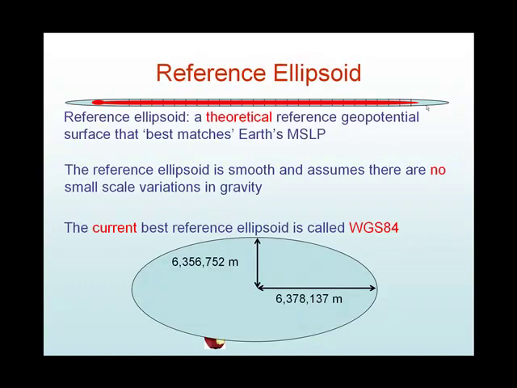We can talk about a reference ellipsoid, which is a theoretical reference geopotential surface that best matches the Earth's mean sea level pressure. The reference ellipsoid is smooth and assumes there are no small-scale variations in gravity, which of course we know is not the case, because we have mountain ranges and variations in the density of the material underneath us, which is what mining geologists use to find ores, etc. The best reference ellipsoid is called WGS84, and here it is, showing that the radius of the Earth at the equator is larger than it is at the poles.